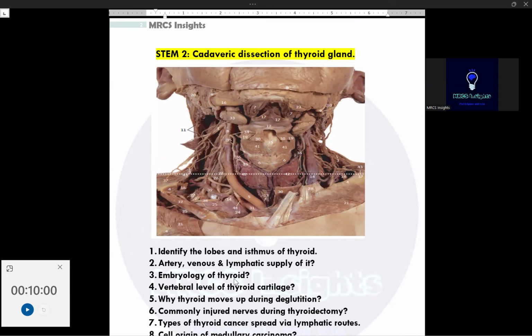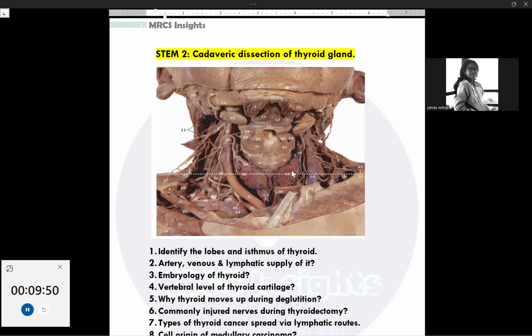So this will be your station, and recently this type of station came in exams this month. So let's see. Okay, I'm going to start the timer for you. So can you tell me what is number 42?